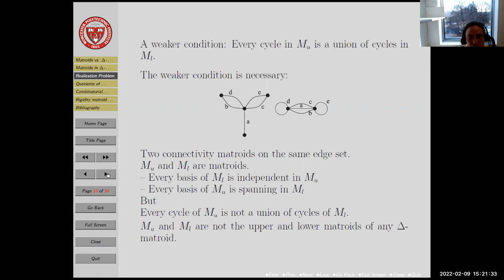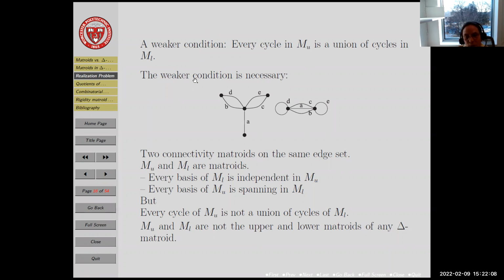So what we are looking for is some condition. So if I want every cycle in the upper matroid to be sort of mapping down to something or coming from somewhere from the lower matroid, then we could say that every cycle in the upper matroid should be a union of cycles in the lower matroid, and we don't care about connectivity or spanning or something like that.